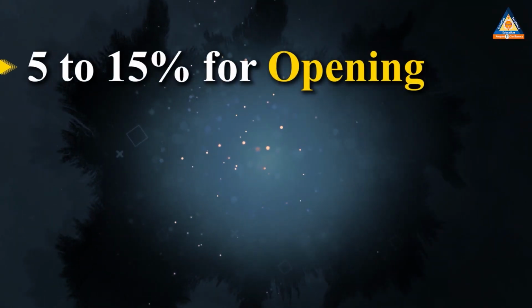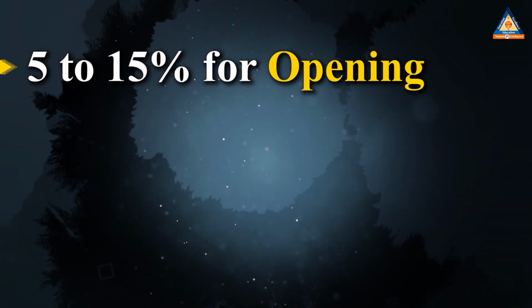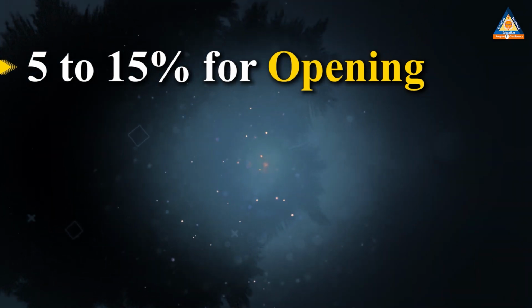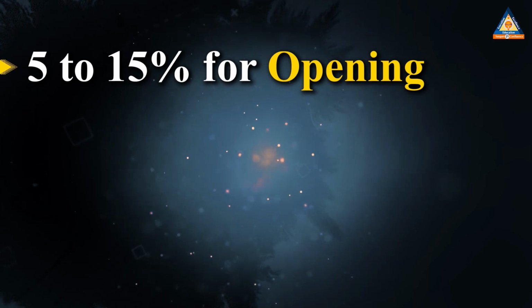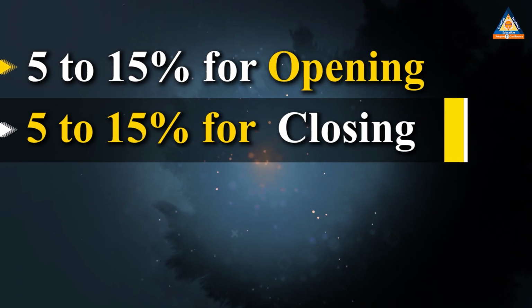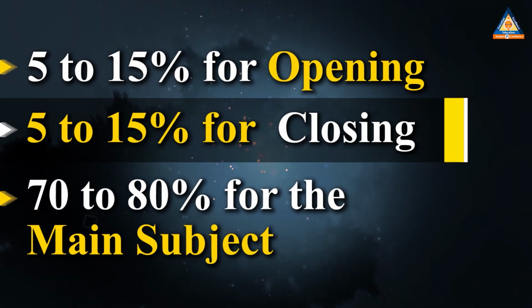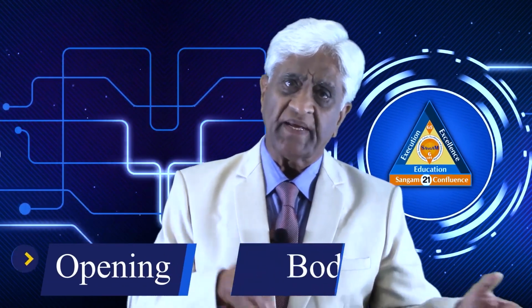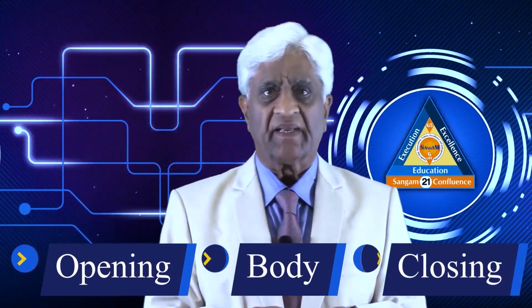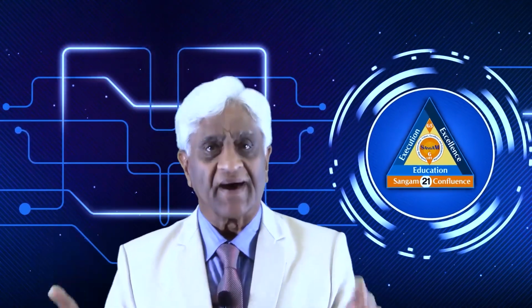In most presentations, you should spend about 5 to 15% of the total time that you intend to spend or are allowed to spend on each of the opening and the closing. 5 to 15% for opening, 5 to 15% for closing, and that gives you about 70 to 80% of your time for the main content. So what do we call that? Opening, body, and closing. The body of the speech or the presentation should be allowed about 70 to 80% of your total time.